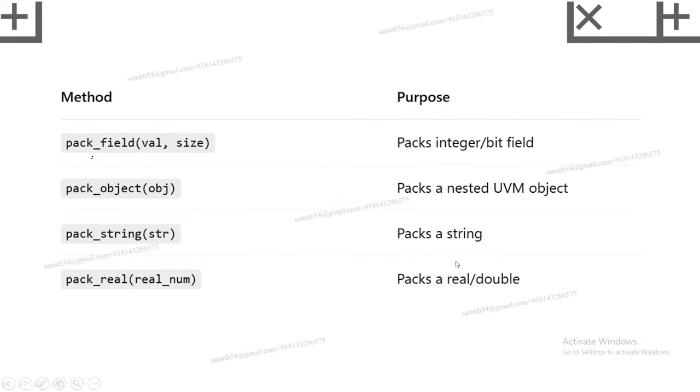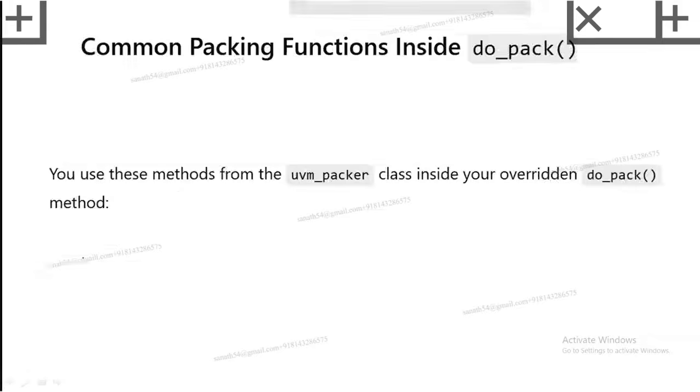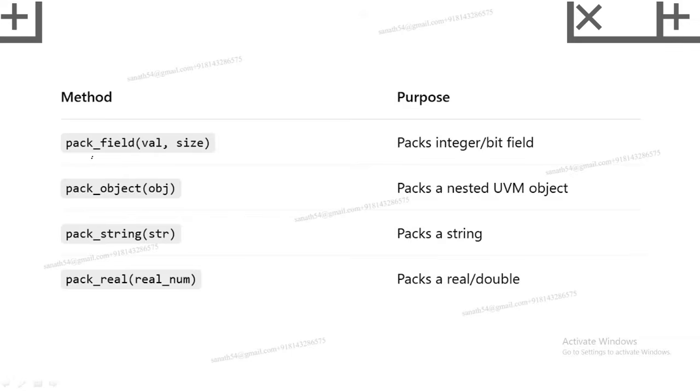These are different types of methods. pack_field(value, size) packs the integer bit or field. pack_object packs the nested UVM objects. pack_string packs the string. pack_real packs the real or double, like that. So with this we completed the UVM built-in functions.